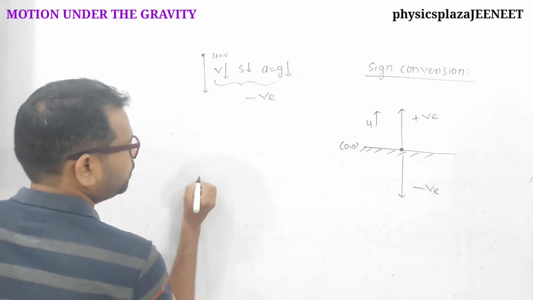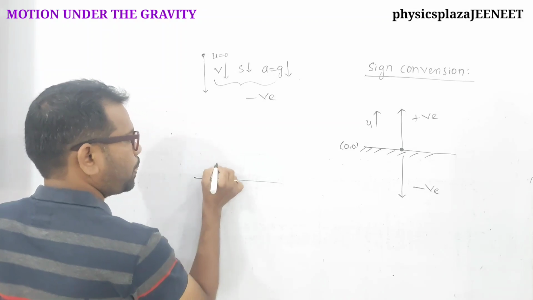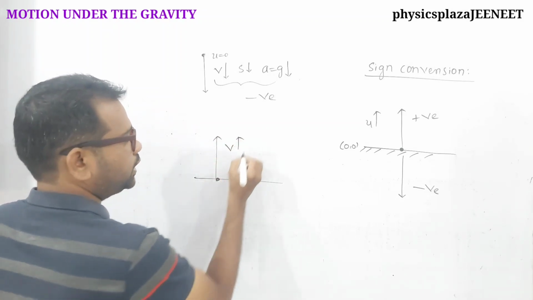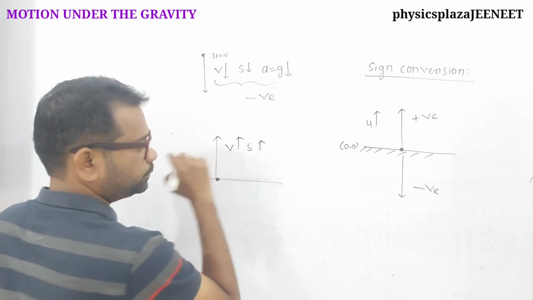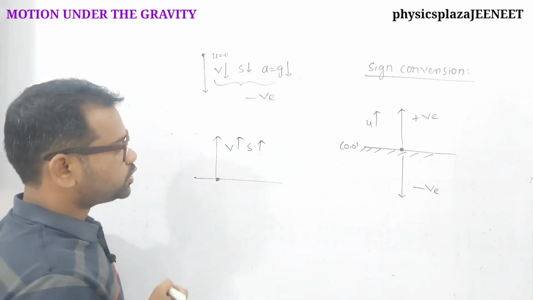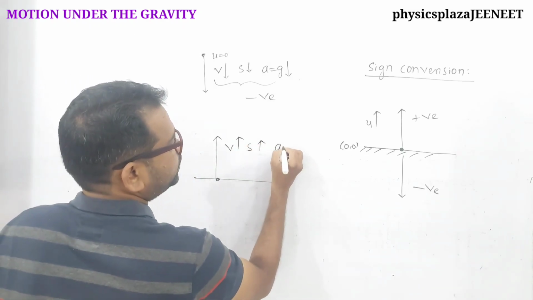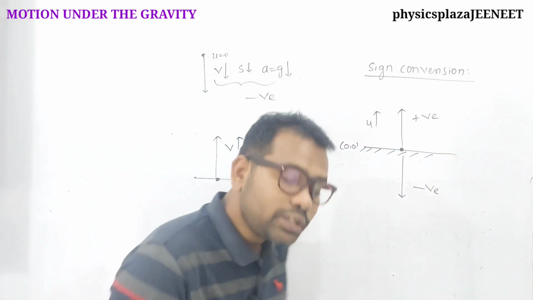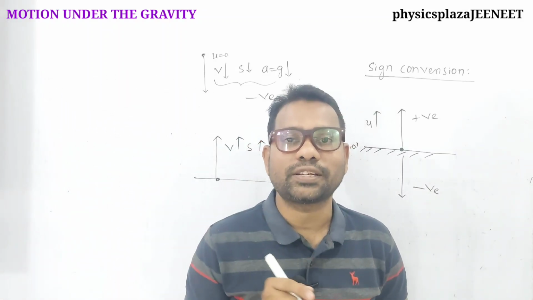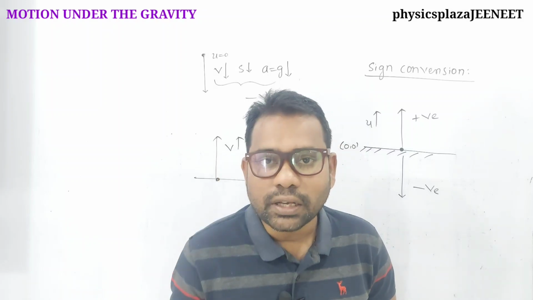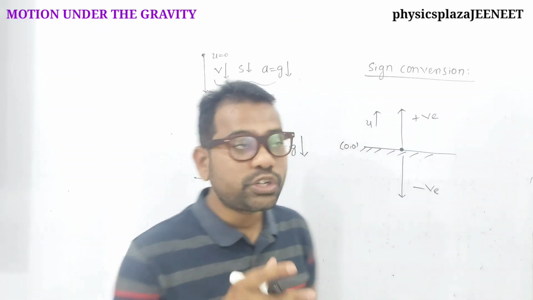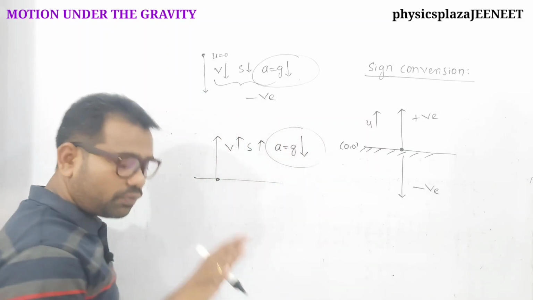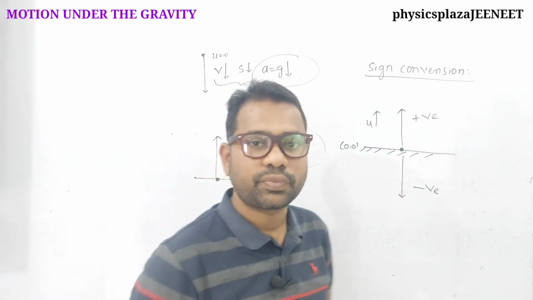Suppose you are throwing a body vertically upward. So velocity is upward direction only. Displacement also upward direction only. And acceleration due to gravity is still downward direction, because acceleration is always in the direction of force, right? So force of gravity is vertically downward direction. That's for children. Acceleration due to gravity is always negative as per the sign convention rule.